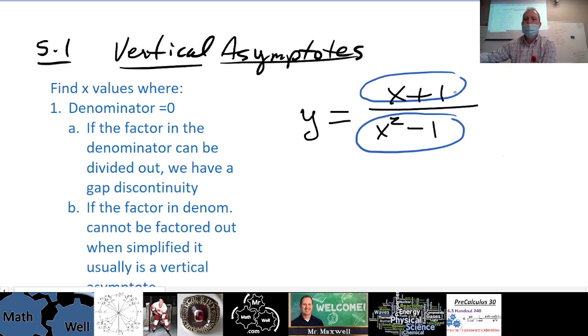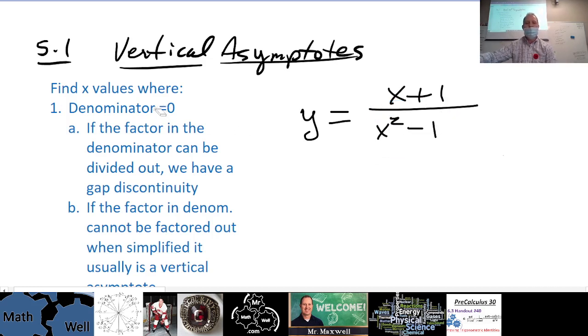Just a polynomial function, like if it was just y equals x squared plus 2x plus 1, just a polynomial function, there's no vertical asymptotes there. But it's when you start dividing by a polynomial that you might have an asymptote. Okay, so how do we start to deal with or find out if we have asymptotes?